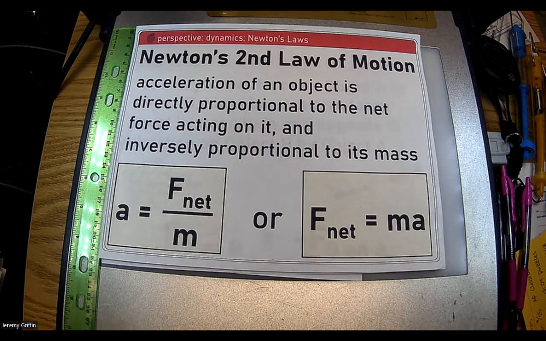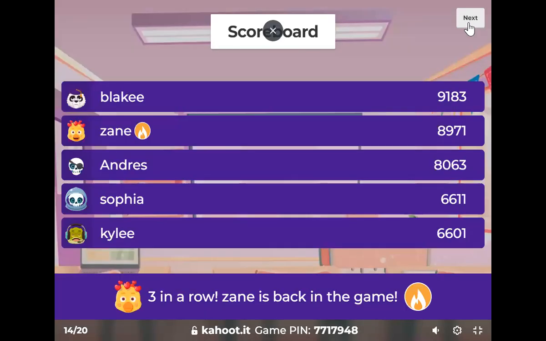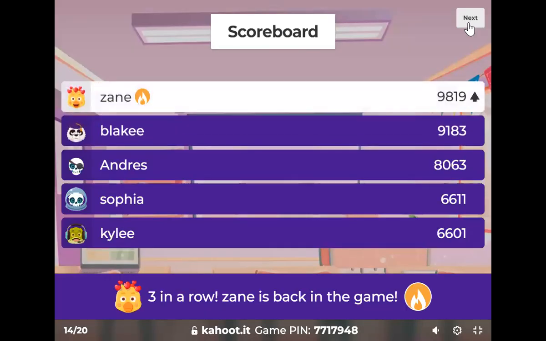Well, look, what says doubles, right? Doubles the force. Yeah, the force doubles, the acceleration doubles. Well, that would be zeroing out the force. That's all right. Oh, how about no? All right, Zane on fire, top spot.